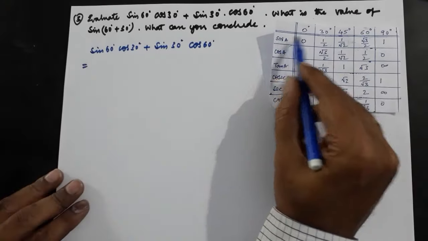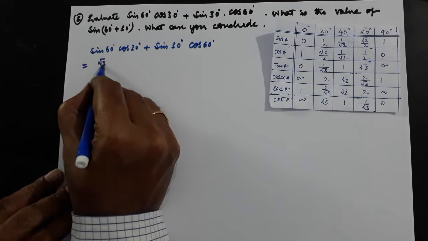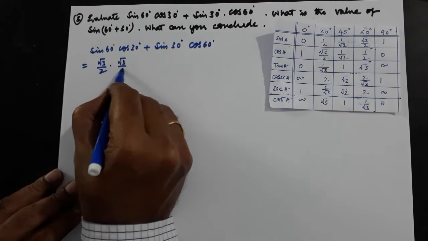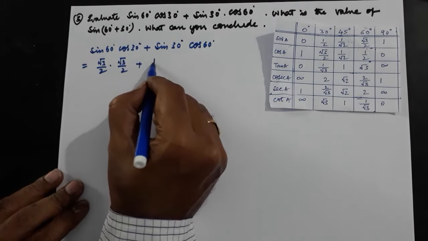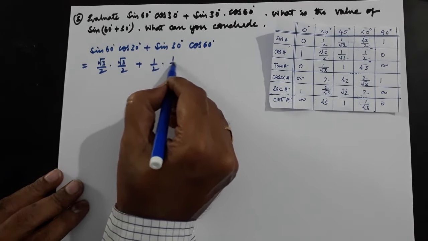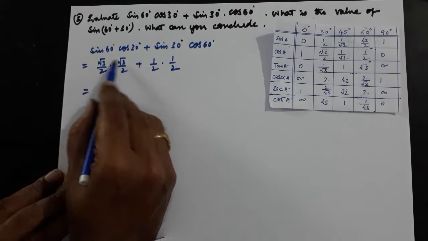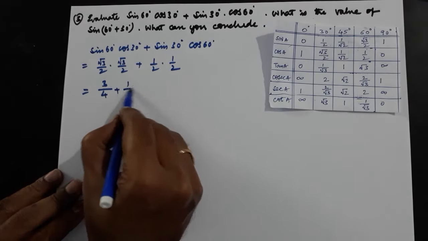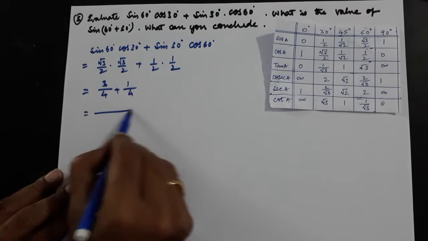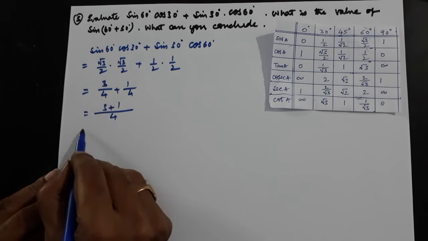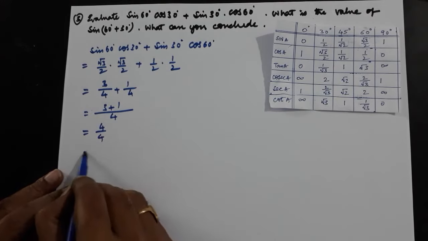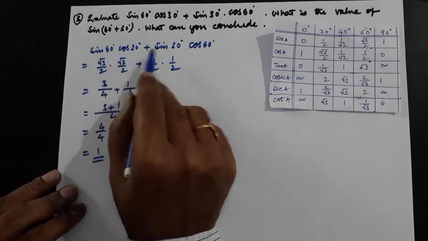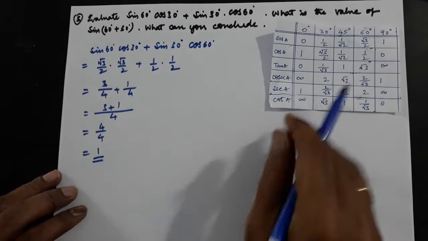So sine 60 is root 3 by 2. Okay, what is cos 30? Cos 30 is root 3 by 2. What is sine 30? 1 by 2. What is cos 60? 1 by 2. Okay, root 3 into root 3, 3. 2 into 2, 4. Plus 1 into 1, 1. 2 into 2, 4. So 4 is the LCM, 3 plus 1, 4 by 4. This is nothing but 1. So we got sine 60 cos 30 plus sine 30 cos 60 as 1.